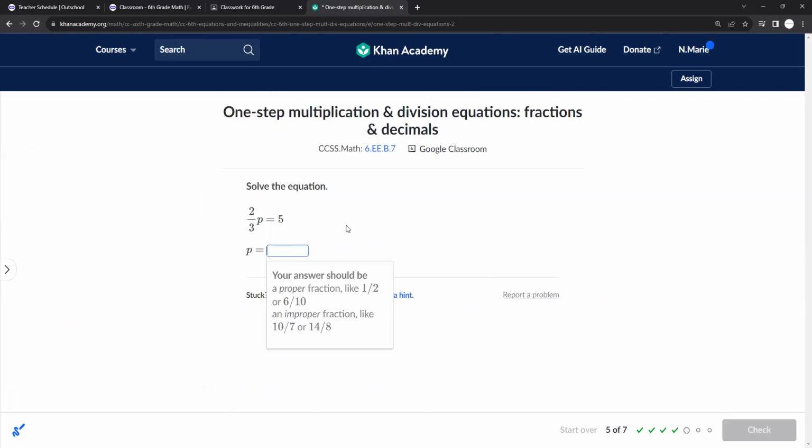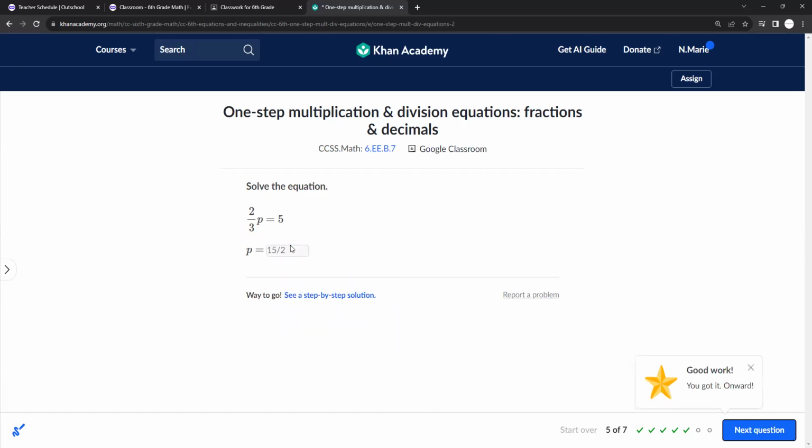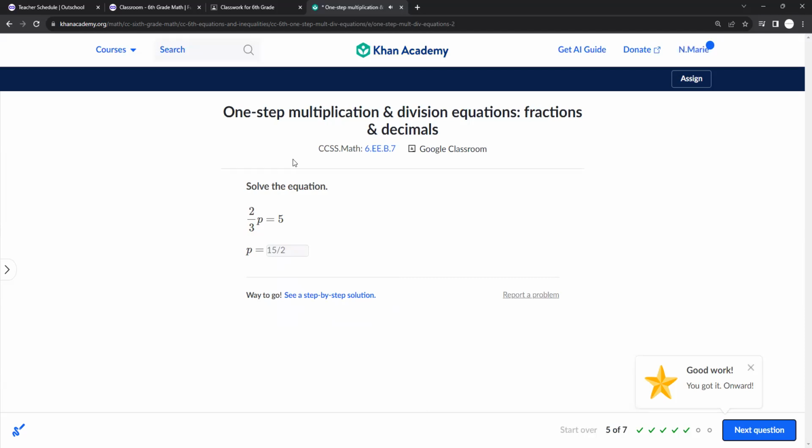When something is being multiplied, how do you move it to the other side? You divide. So 5 divided by 2/3 is 15 over 2. Oops, typed that weird again. So make sure you know how to do fractions before doing this.